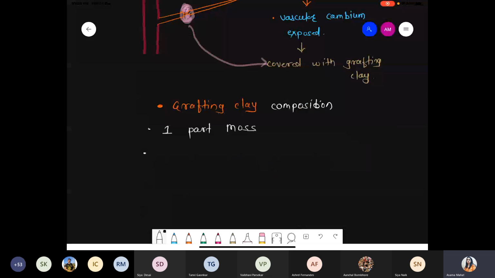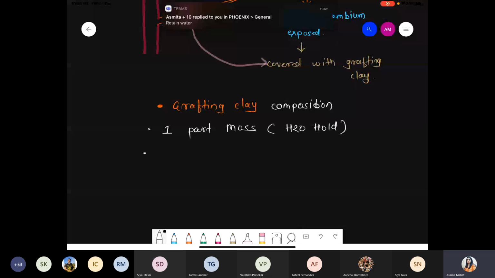In case of the sphagnum, we already discussed this point. Why moss? One part of the moss, for attachment. It has good water holding capacity, so it can hold the water. So it is used for the water holding process.